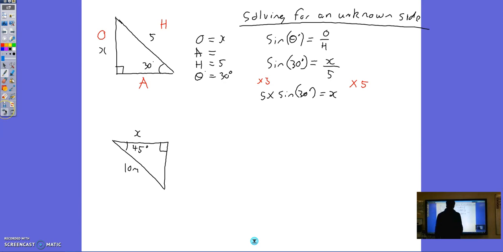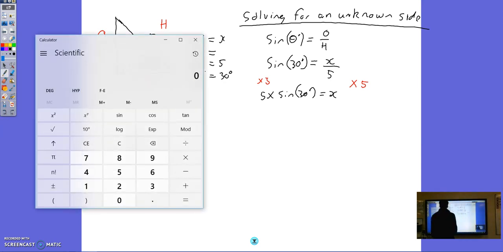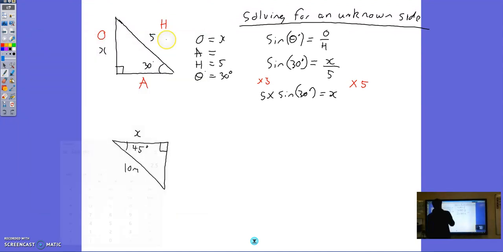Now we know what x is equal to in exact form. We're going to put it into our calculator to get the final answer. So if I bring up my calculator, I'm going to get sine of 30 degrees, which is 0.5, and I'm going to times that by 5. And I get 2.5. So I now know that x in this case is equal to 2.5. Now in this case, no units have been provided. If units are provided, please do not forget to write units on your answers.